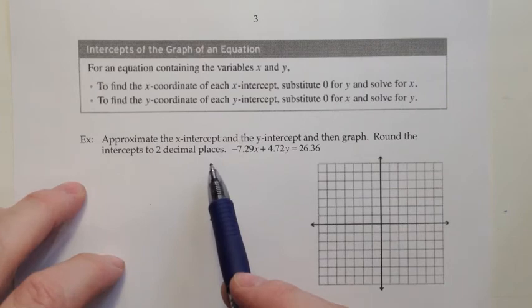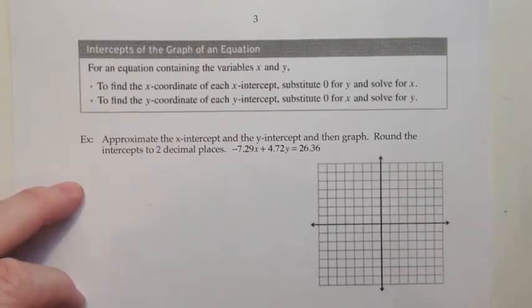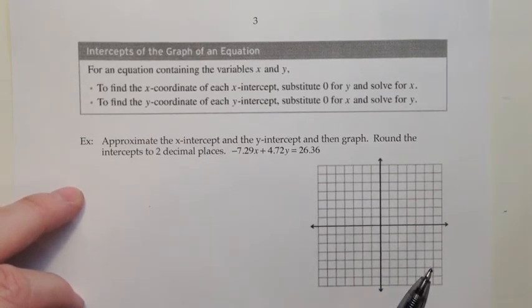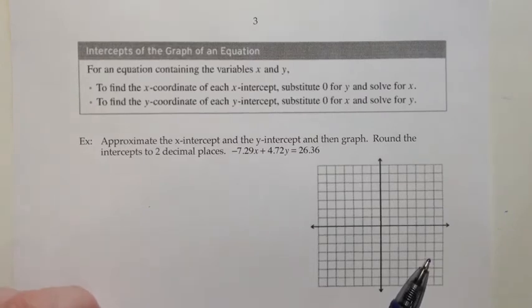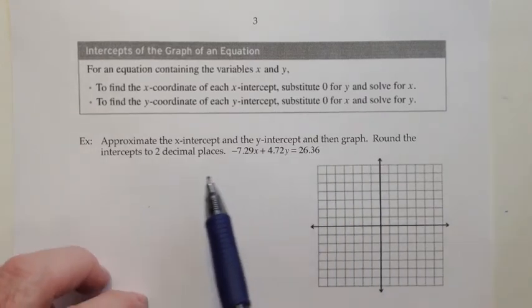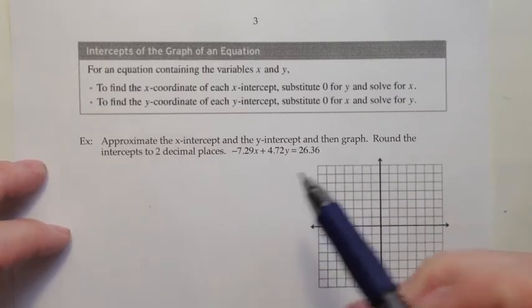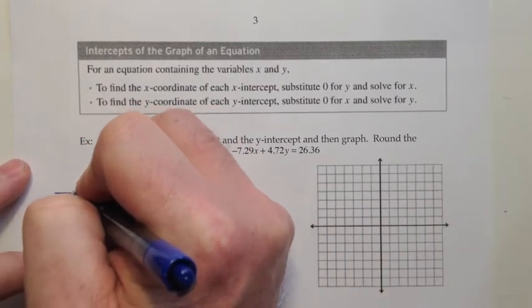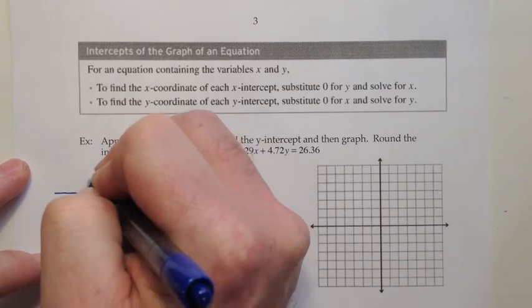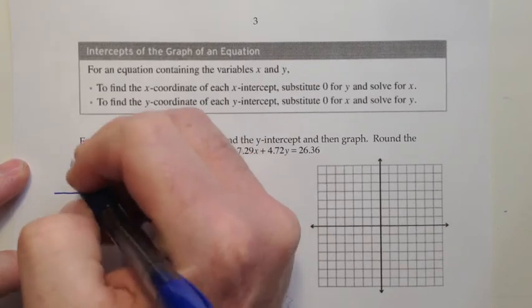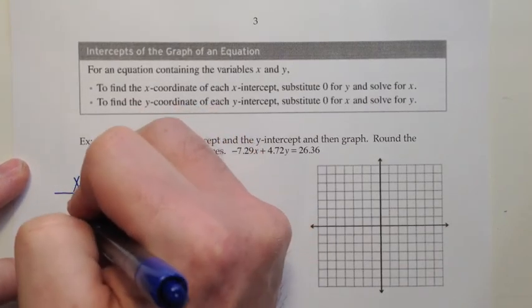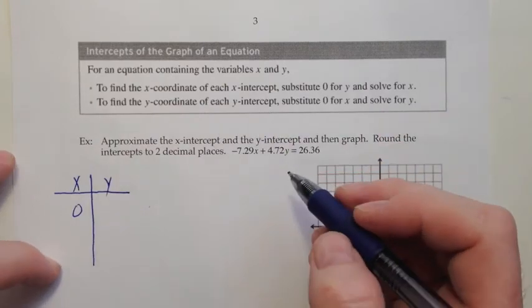And then one last example that's a messier one where we would use the calculator to help us through it. So let's approximate the x-intercept and the y-intercept and then graph. And because it's messy, we'll round the intercepts to 2 decimal places. So I'm just going to make my standard table, maybe a little wider because I'm going to get some messier numbers in there. And if I plug a 0 in for x, what do I get for y?